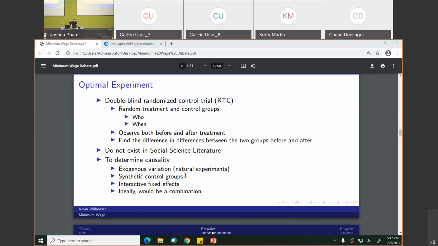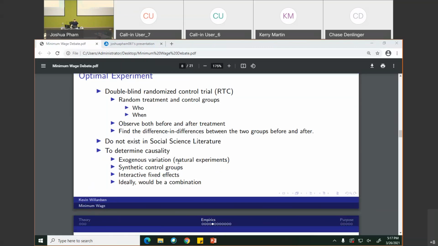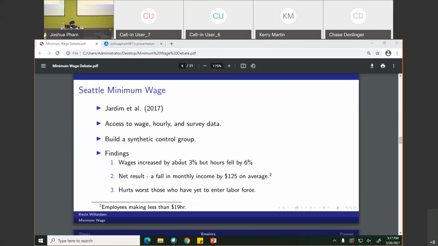One that I'm going to talk about here in a second uses what's called a synthetic control group. So effectively what you do is you're going to say they're going to increase the minimum wage in Seattle. What I do is I build a fictional city that looks a lot like Seattle, and then I make sure that that fictional city looks a lot like Seattle through time, and then Seattle gets treated with a minimum wage. What happens to Seattle versus that fictional city that was supposed to represent Seattle? And this is exactly what was done in the minimum wage paper by Jardim, I don't know exactly how to pronounce that name, in 2017.